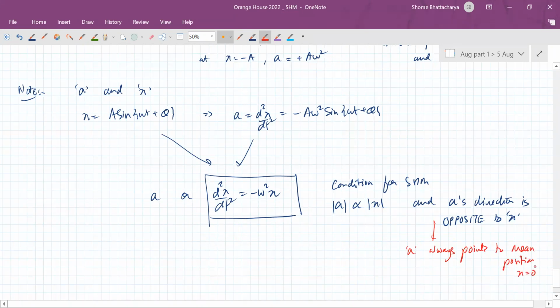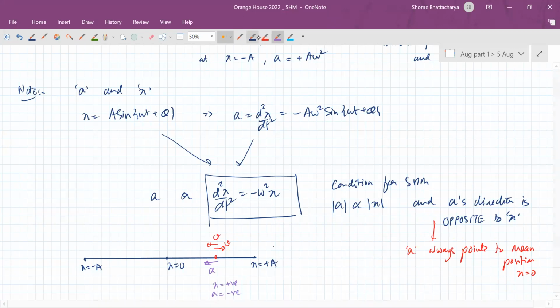That is x equal to 0. So if you visualize a particle that is doing SHM along this line, between x equal to plus a and x equal to minus a, anytime the particle is at a position like this, its velocity can be like this or like this, but its acceleration will definitely be like this. So its x is positive, so its acceleration is negative.